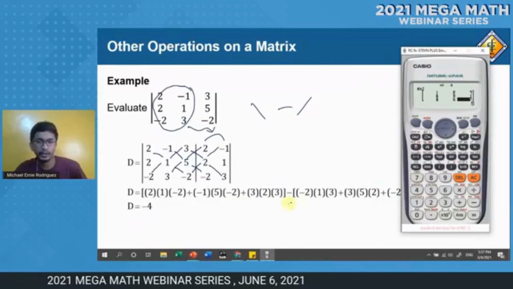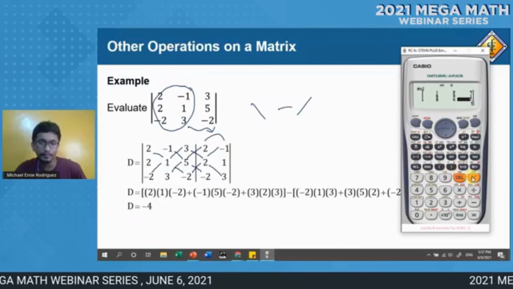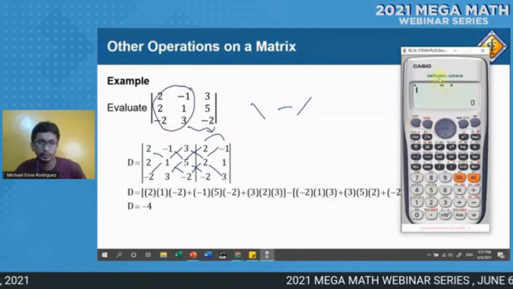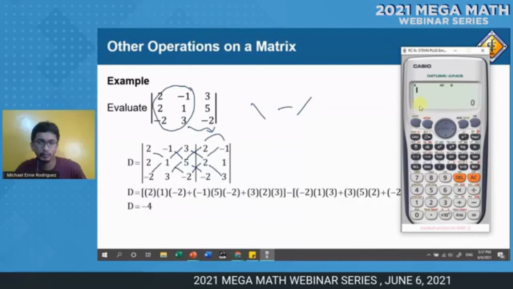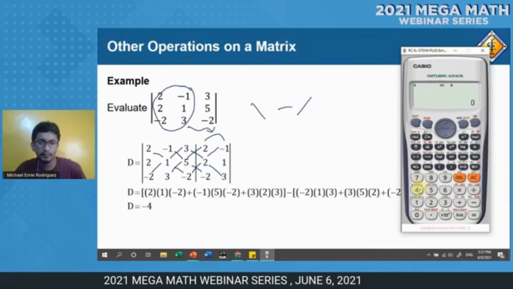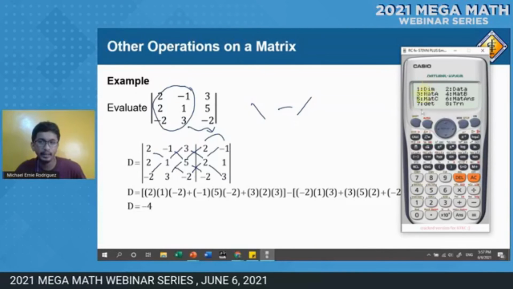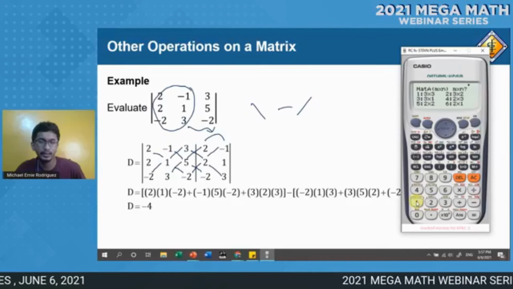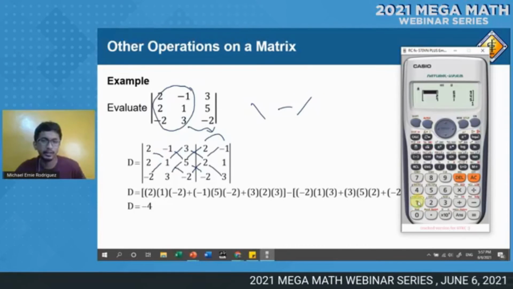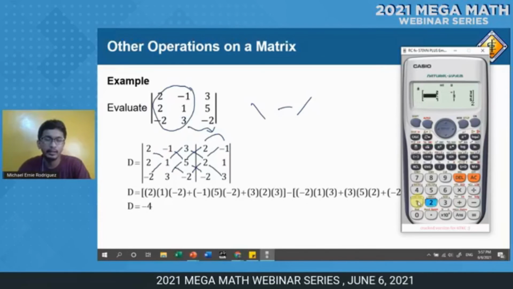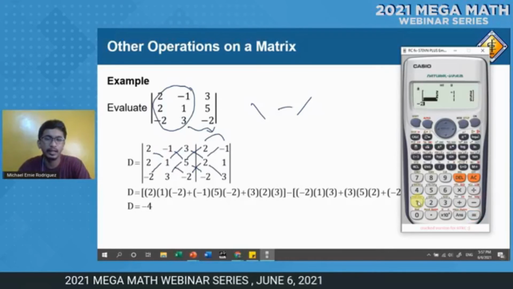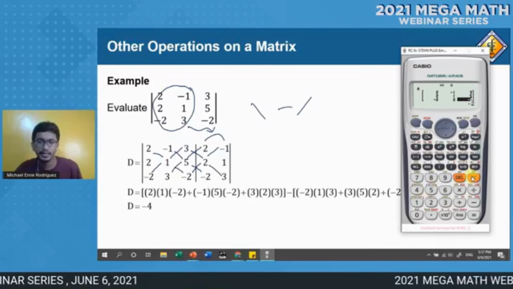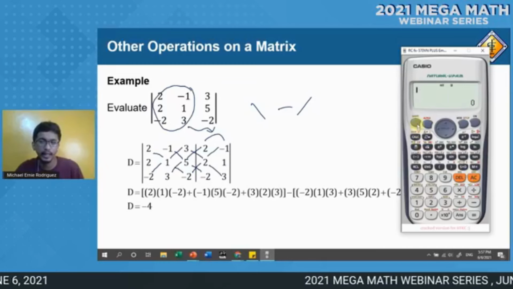So, let's input that in the calculator. We are still in matrix mode. So we press shift, matrix, the 1, dim. Change the value of matrix A, number 1, and that is a 3 by 3 matrix. Input the elements of the matrix, and then press AC. Don't worry, it won't disappear.